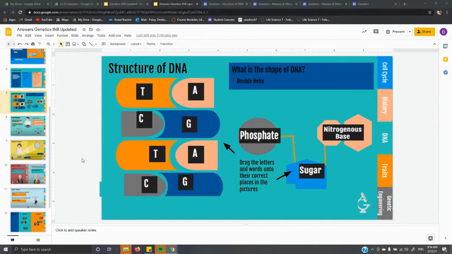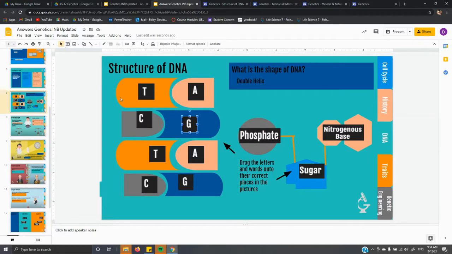So for slide 7, you were to click and drag the letters to where they are paired correctly for the structure of DNA. So adenine and thymine pair. So A and T pair with each other. Cytosine and guanine pair. So cytosine and guanine pair.